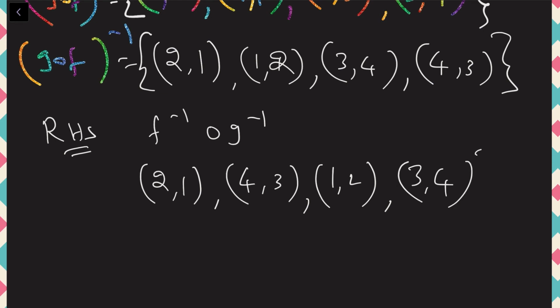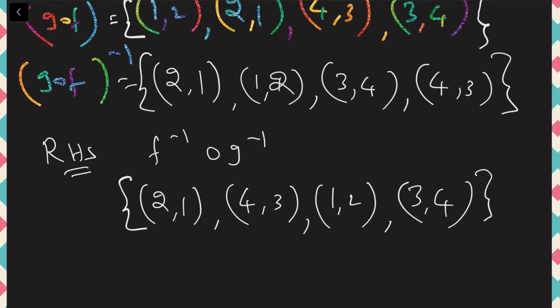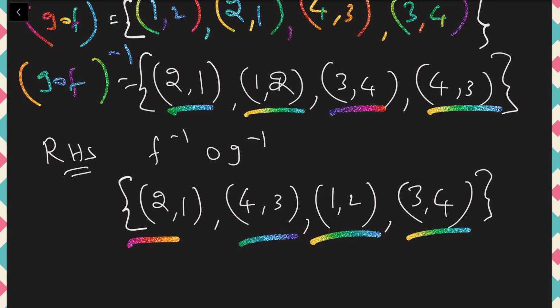Now let us compare the values of g of f whole inverse and f inverse of g inverse. Here 2 comma 1 is there, here also 2 comma 1 is there, here 1 comma 2 is there, here also 1 comma 2 is there, here 3 comma 4, here 3 comma 4, here 4 comma 3, here 4 comma 3. So hence proved, that is g of f whole inverse is equal to f inverse of g inverse.